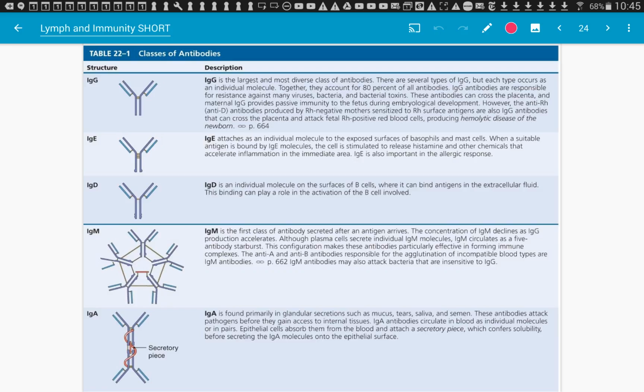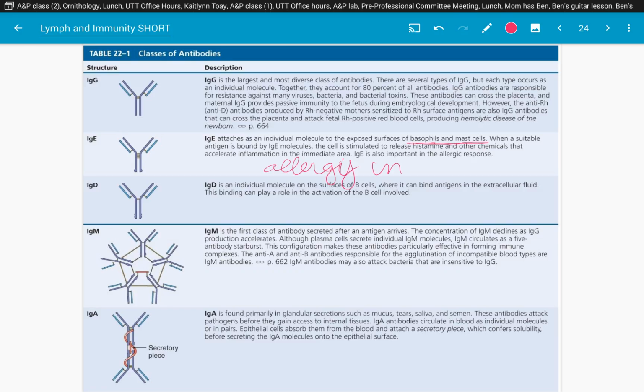Let me see. What do I want you to know? Notice this. IgE is responsible for more of the allergic response because it's activating basophils and mast cells. Okay, so allergy and inflammation. Okay, so read through these so that you are familiar with those.